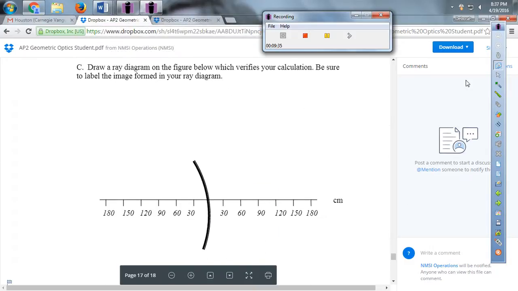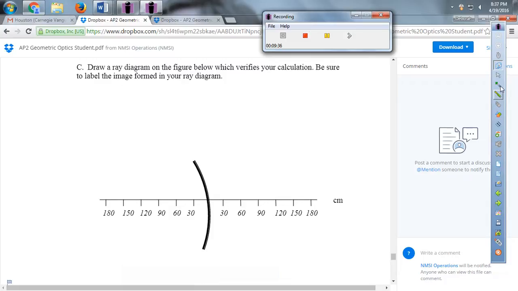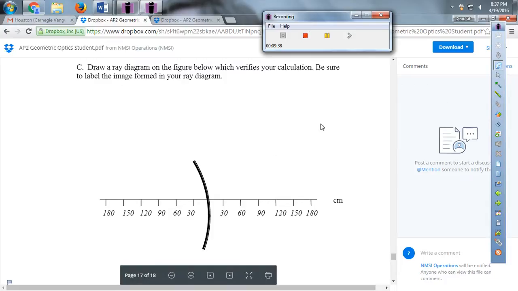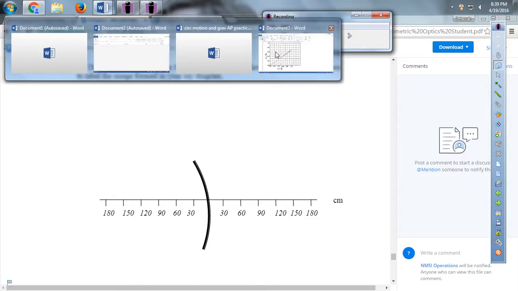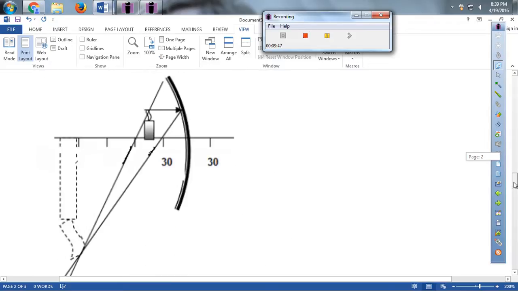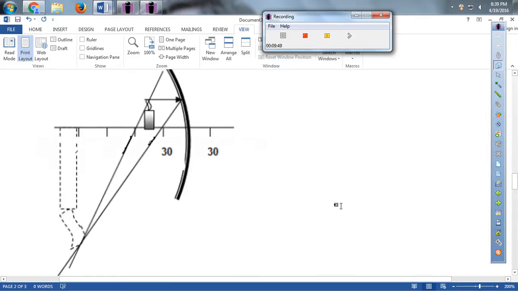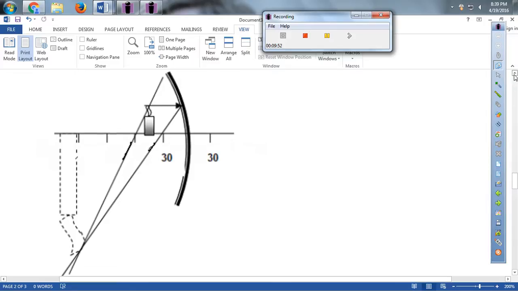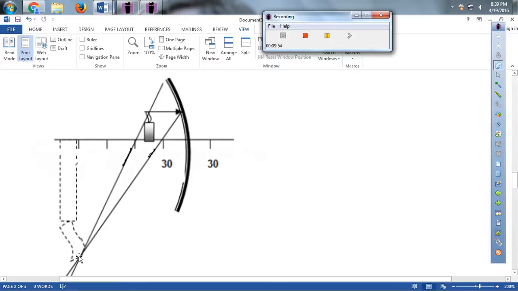All right. Part C says to draw a ray diagram. Well, I can't draw a ray diagram because there's no way I can get a straight line. So let's look at this and see what this shows us. So here is the ray diagram. So there's where my image is formed.